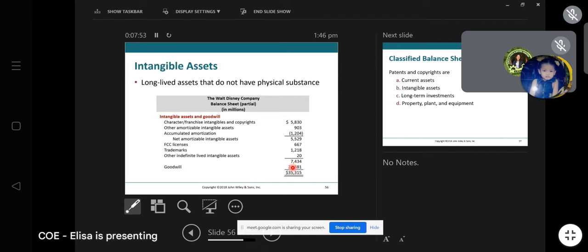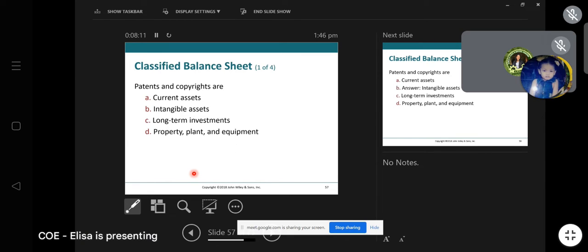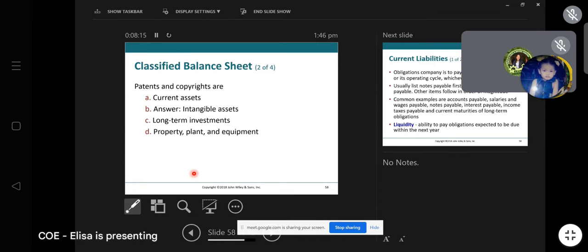Intangible assets are long-lived assets that do not have physical substance. Examples are copyrights, patents, franchises, trademarks, and goodwill. These have no physical value or physical appearance. We will learn much more about this in financial accounting.